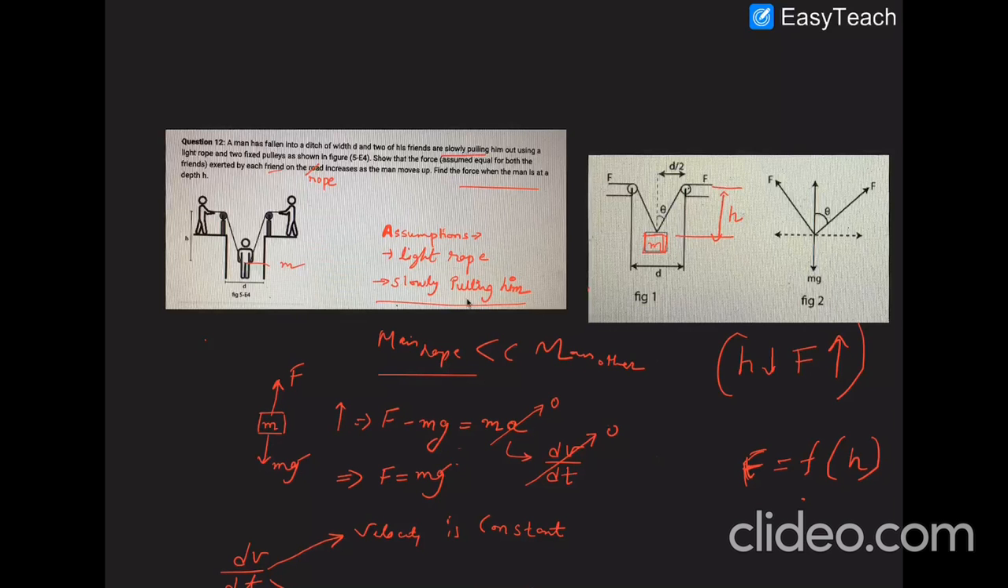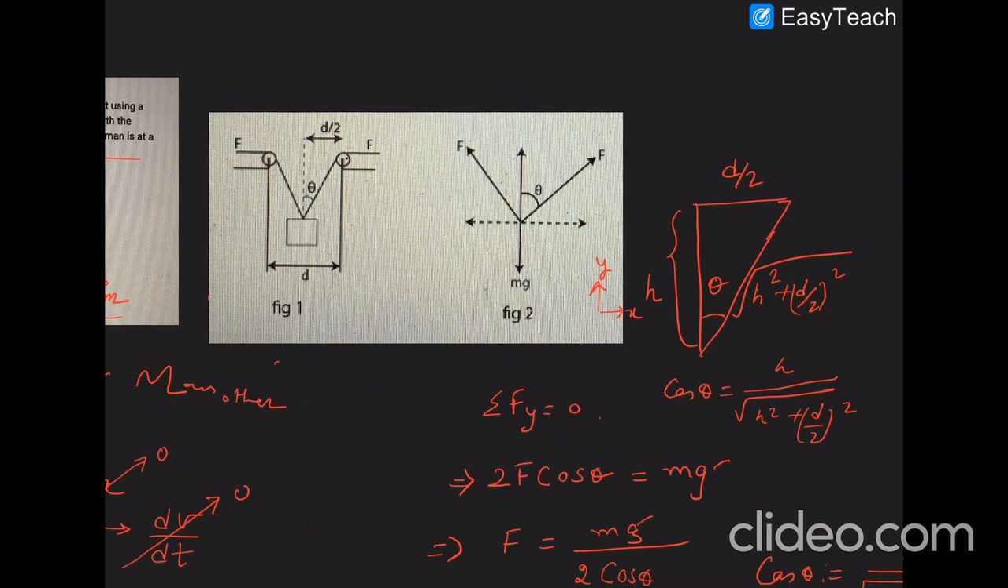Now we will try to solve the problem. That's the whole idea. Now half of the problem is done. Now we will try to see the geometry of it. So you can see this is the man, which has a mass m, and these are the two persons who are pulling with F forces, and both are the same. That's what is given in the problem.